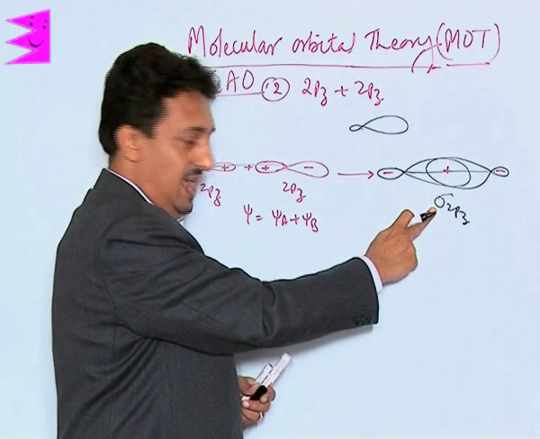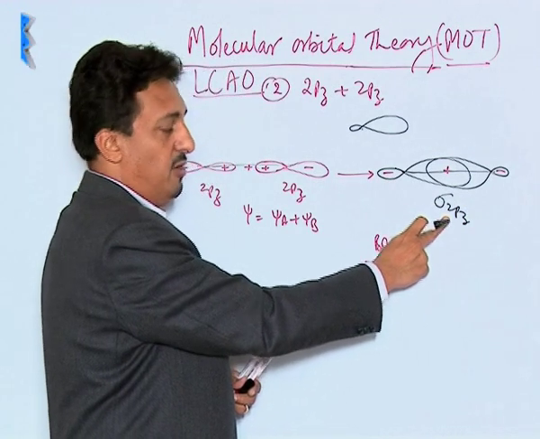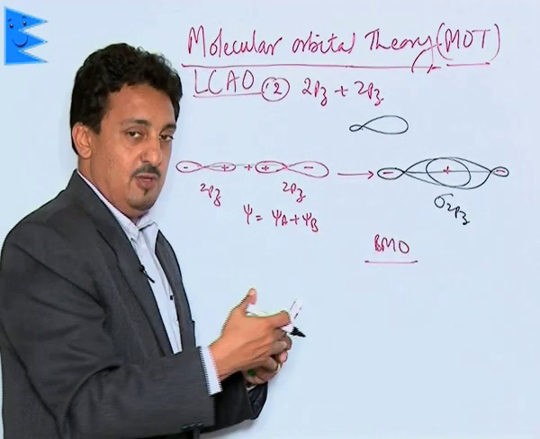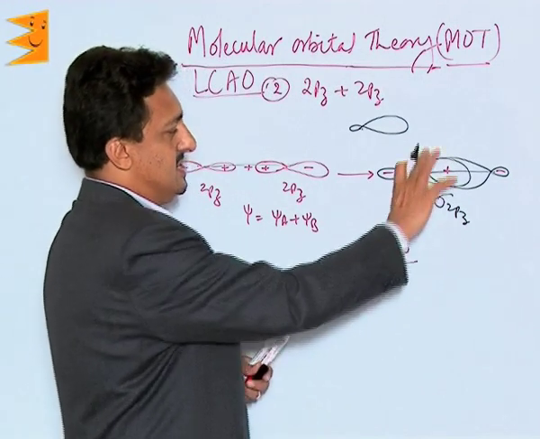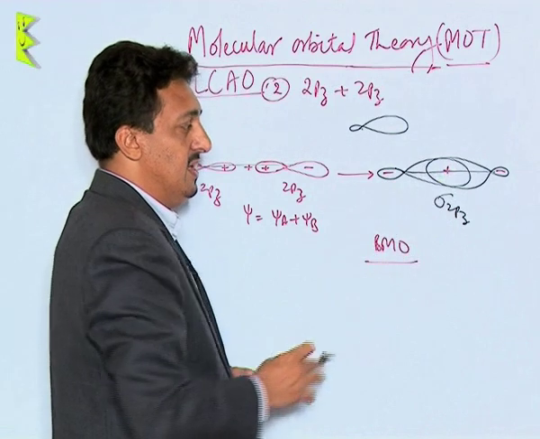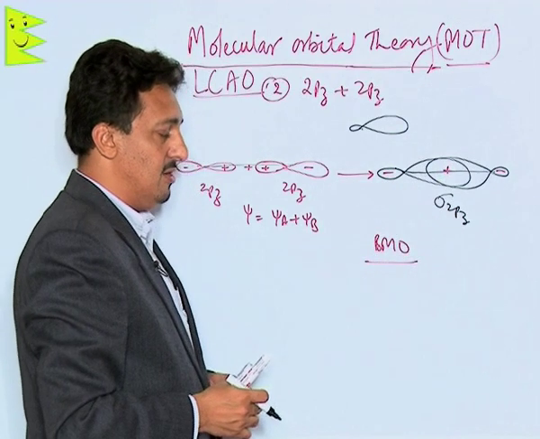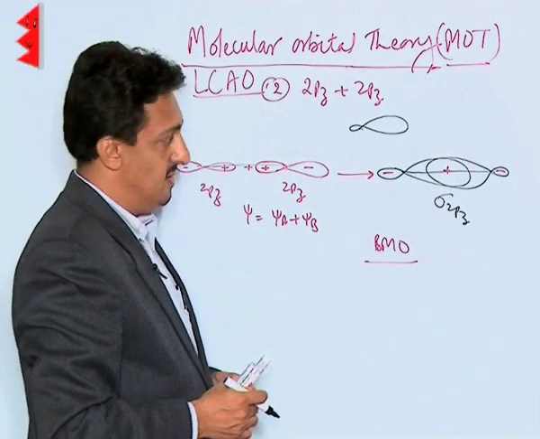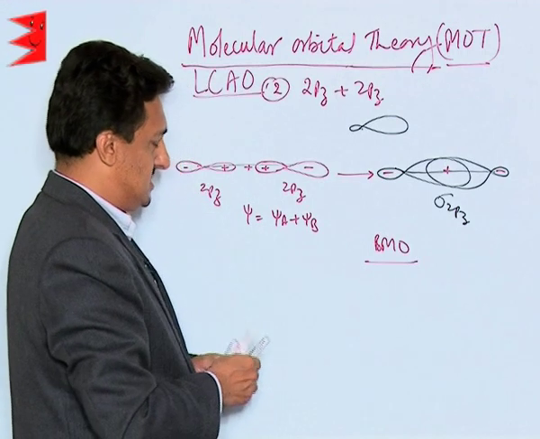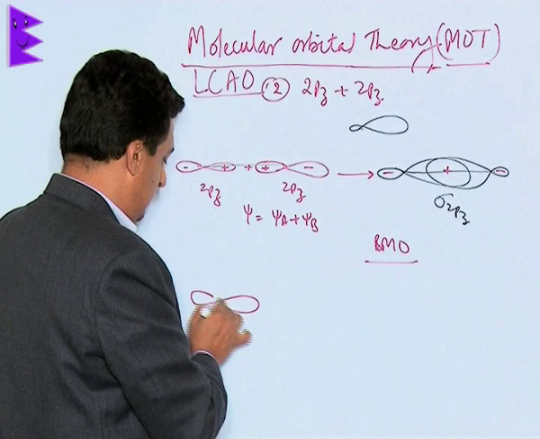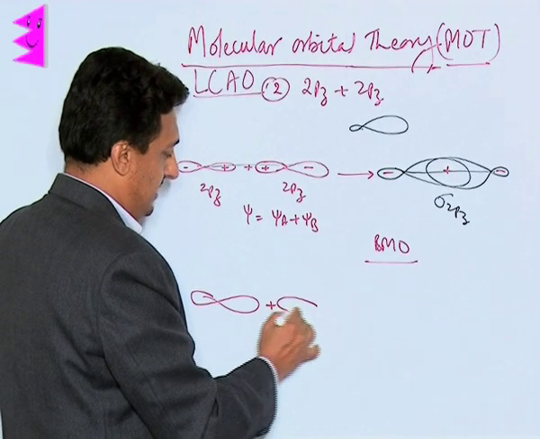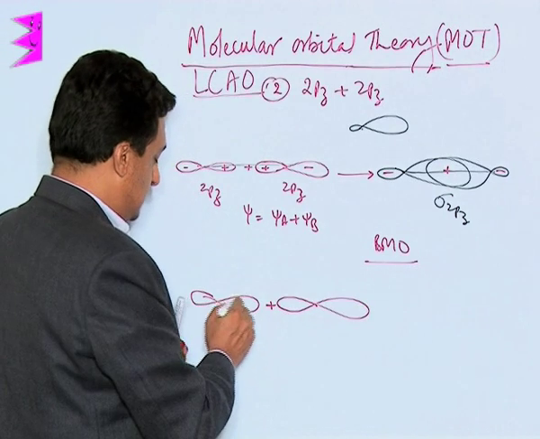Sigma indicates the type of the bond, 2pz indicates it's formed by the overlapping or mixing of the 2pz atomic orbitals. So this is the shape of the sigma bonding 2pz molecular orbital. Then there is another possibility that they may combine like this.